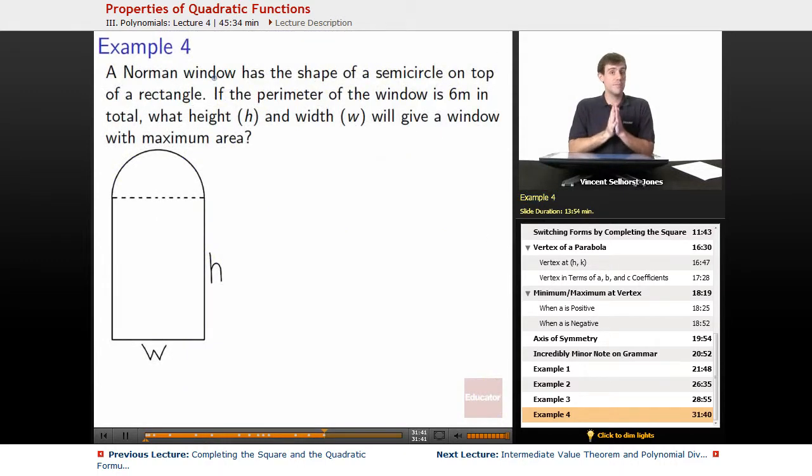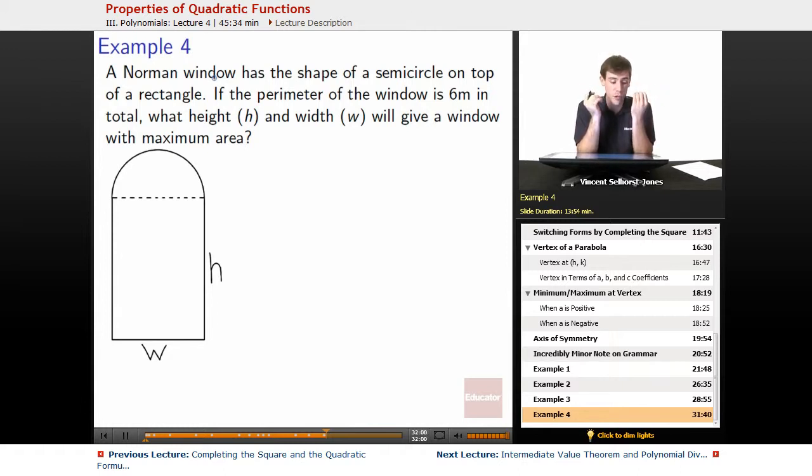All right, final one. This one's a doozy of a word problem, but it's a really great problem. A Norman window has the shape of a semicircle on top of a rectangle. If the perimeter of the window is 6 meters in total, what height, h, and width, w, will give a window with maximum area? So at this point, how the heck do we do this, right?